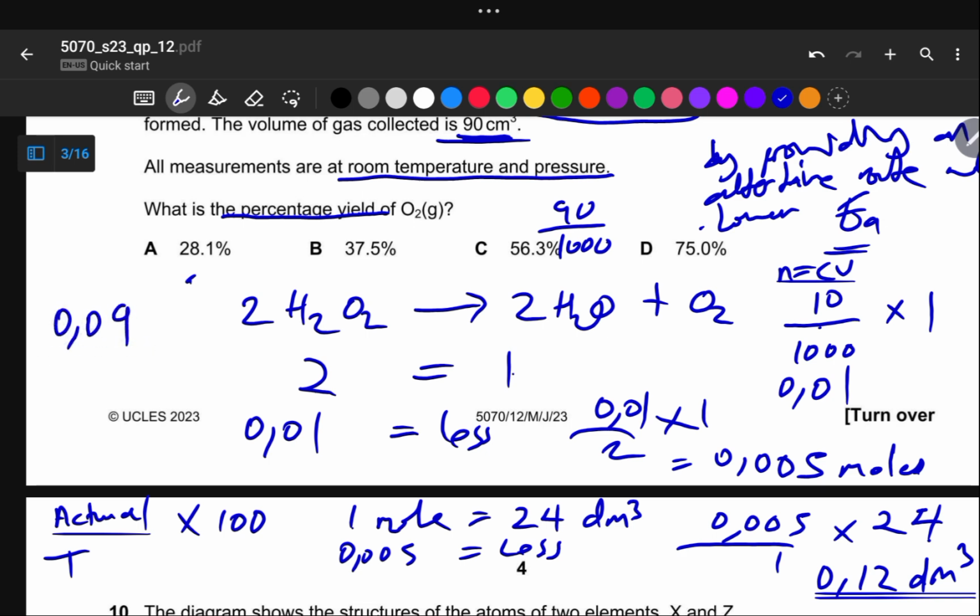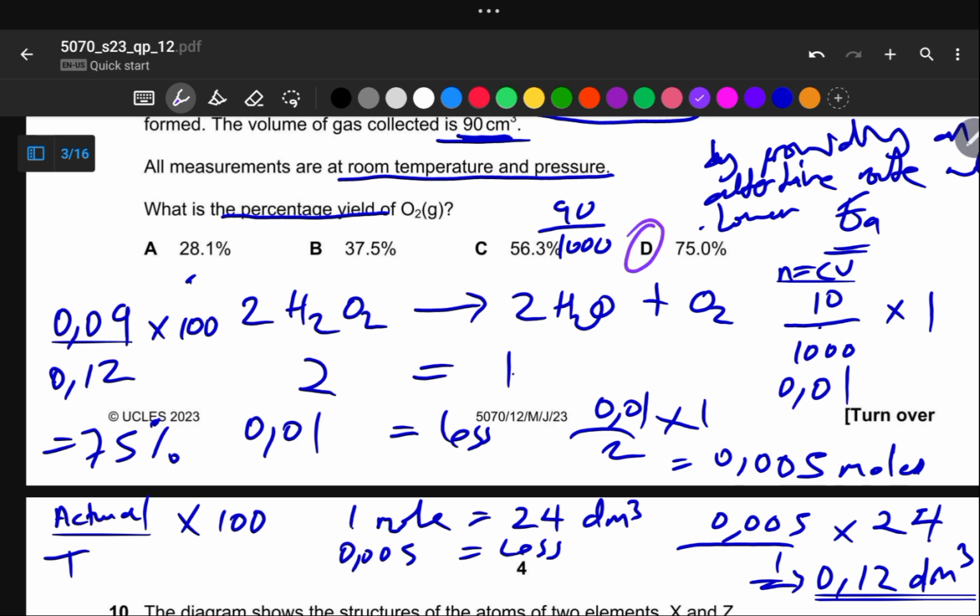to have 0.009 over 0.12. This 0.12, the theoretical value, multiplied by 100. So it's divided by 0.12 multiplied by 100. So we're going to have 75%. So the correct answer is equal to 75%, which is on D.